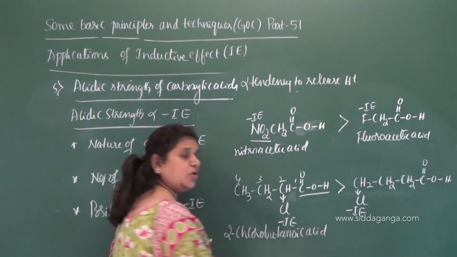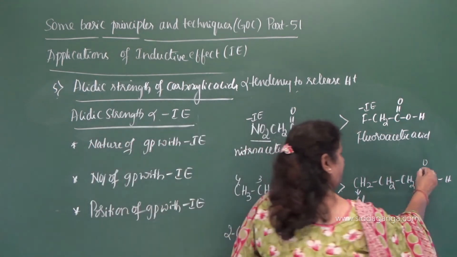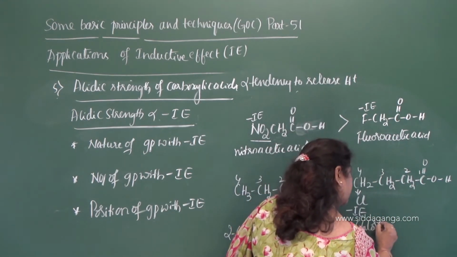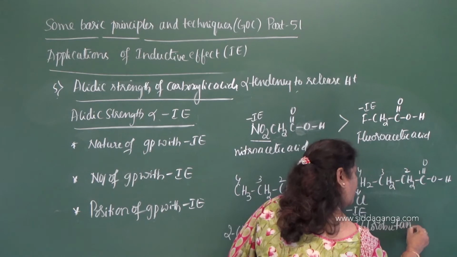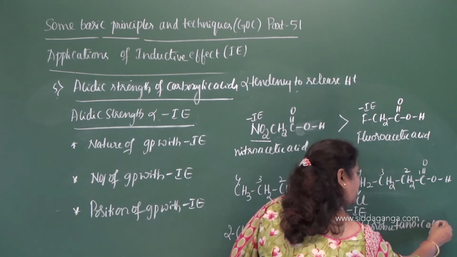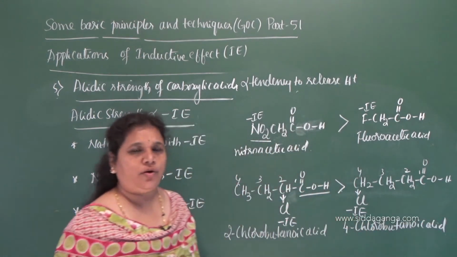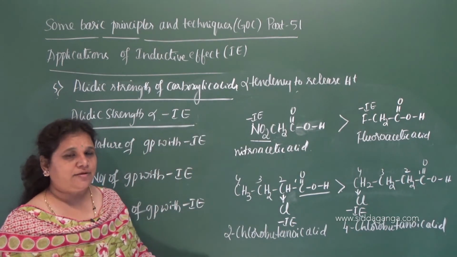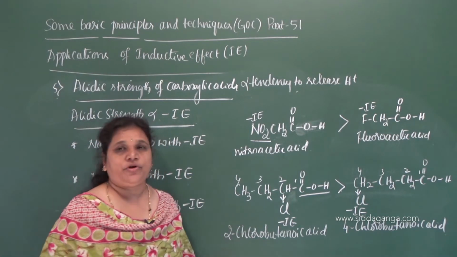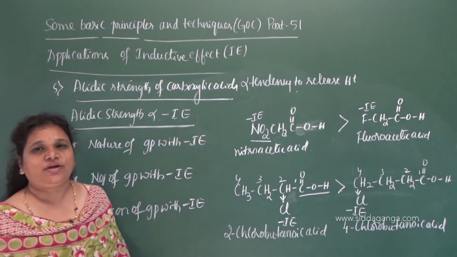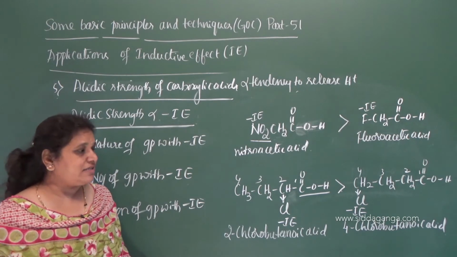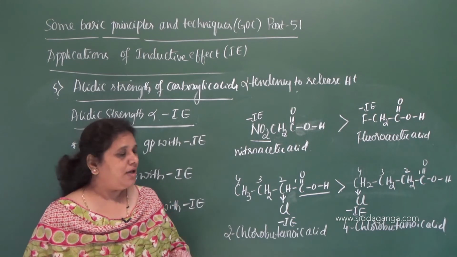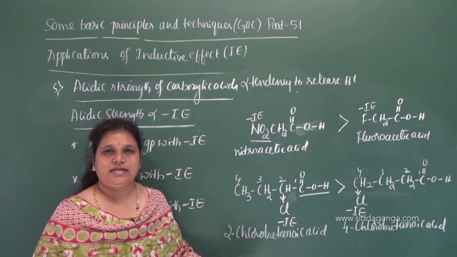2-chloro-butanoic acid is more acidic than 4-chloro-butanoic acid. Clear? So 2-chloro-butanoic acid is more acidic than 4-chloro-butanoic acid because in 2-chloro-butanoic acid the magnitude of inductive effect is more, whereas in 4-chloro-butanoic acid the magnitude of inductive effect is less because of the increase in distance.